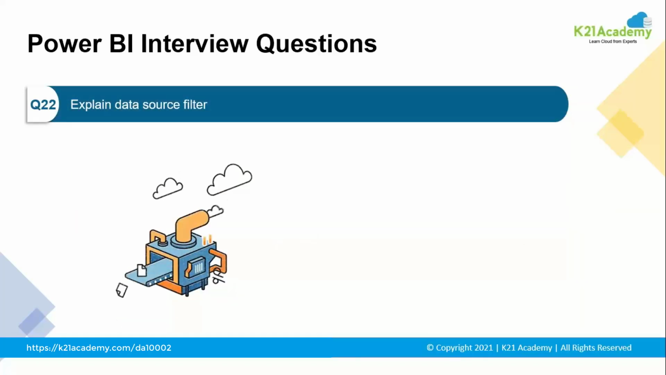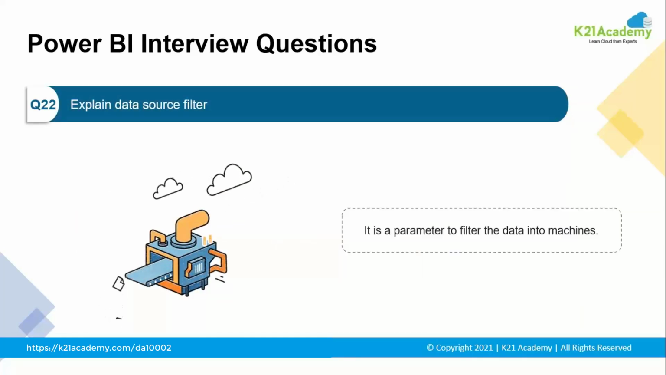Moving on to the next one, explain the data source filter. Well, a data source filter is basically a parameter to filter data. Let's say you have a certain visualization, and there will be multiple parameters.